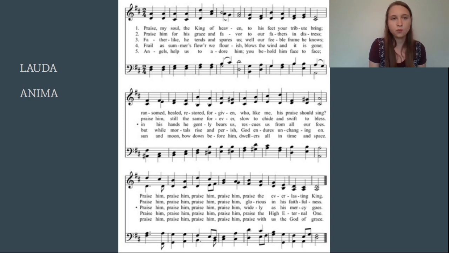Ooh, this is a wonderful hymn. This is for all the Anglicans out there, or Episcopalians. Let's sing the first phrase of this. I'll give you the last line.